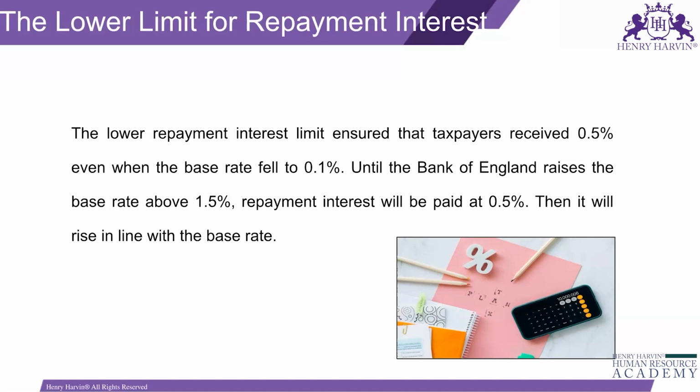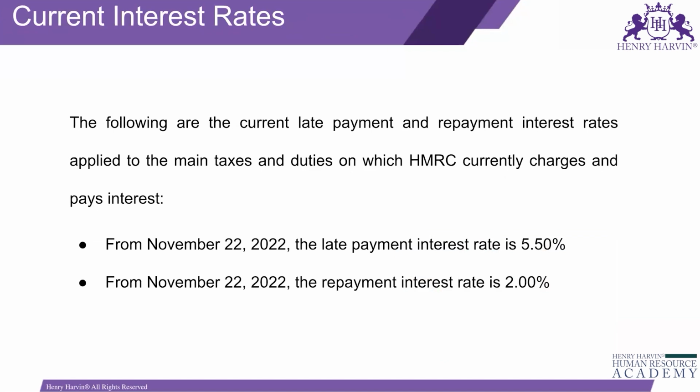Until the Bank of England raises the base rate above 1.5%, repayment interest will be paid at 0.5%. So it can increase also. Then it will rise in line with the base rate, whatever it should be. So you see, we pay more interest, but HMRC pays less interest. But it's good that HMRC pays. In some countries it is not paid by government if you overpay them.